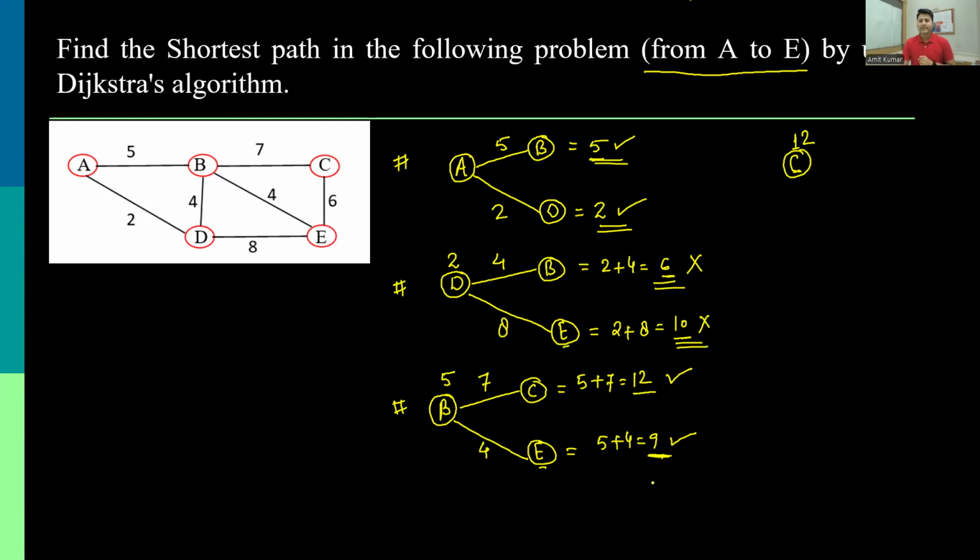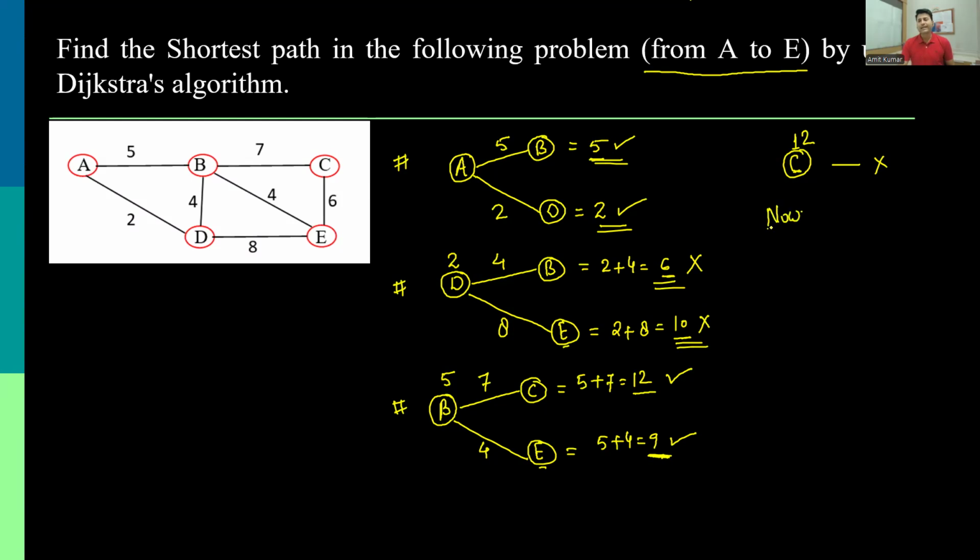C to E, you can see E is already selected. So from C, there is no further path, so we will cross it. Now you can see every vertex which is present in these steps is either crossed or selected. So the algorithm is terminated.